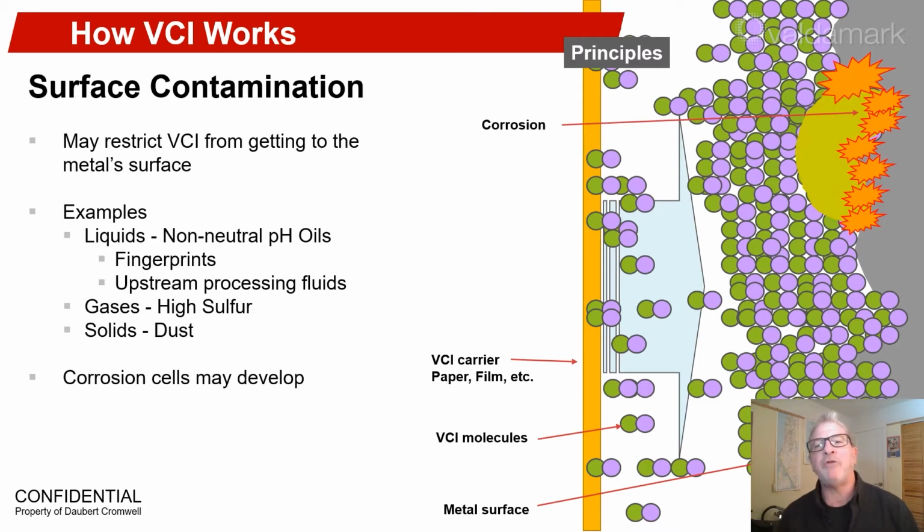VCIs require that best practices are implemented. For example, if the metal surface is not clean, it may block the VCI from getting to the surface. If that metal is contaminated, it can also lead to corrosion. Examples of contamination include non-neutral pH oils like fingerprints or upstream processing fluids. They also include high sulfuric acids and even dirt or dust.